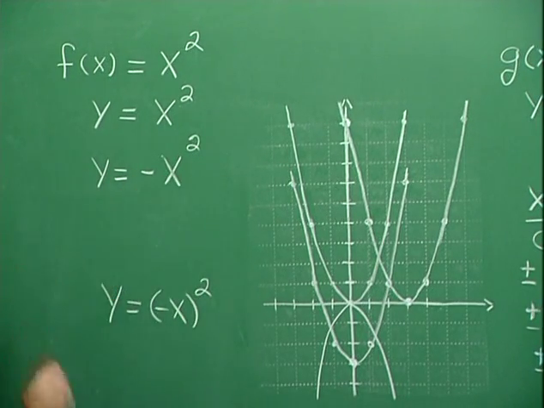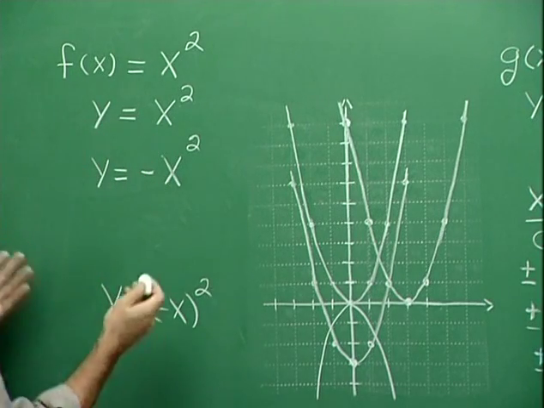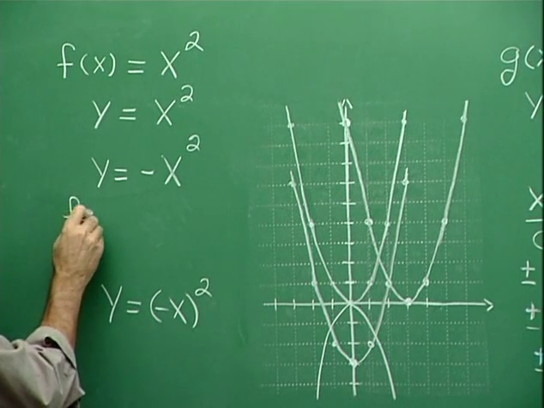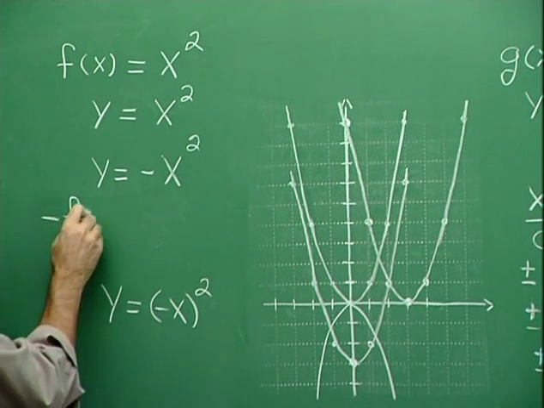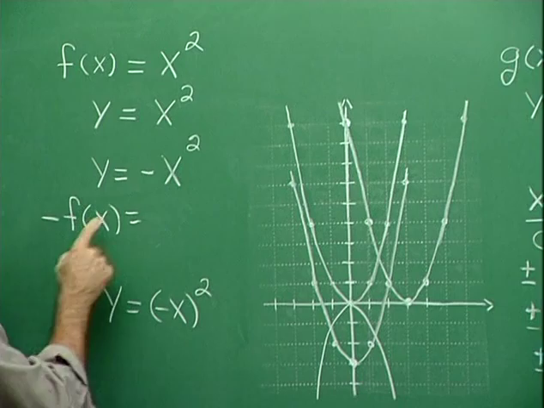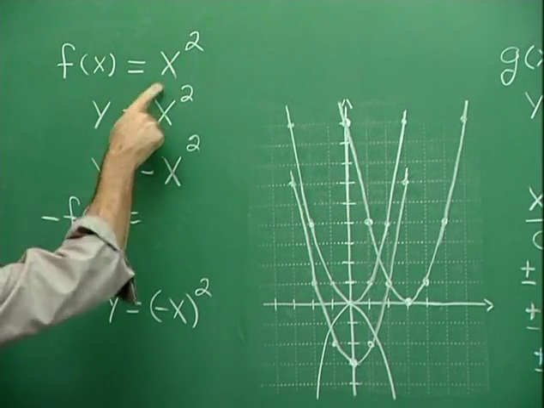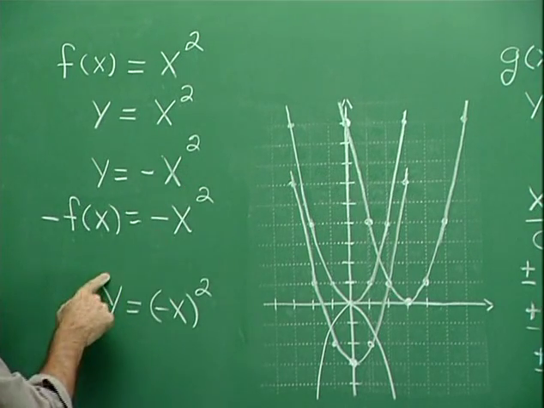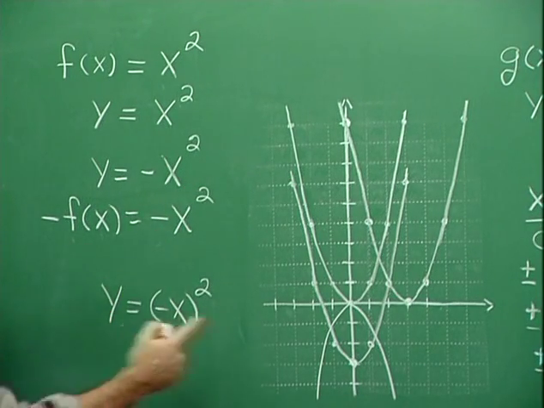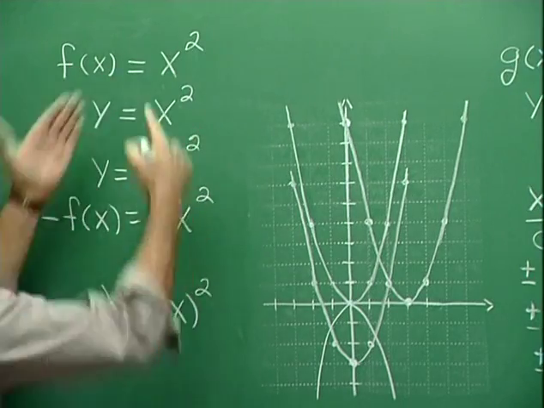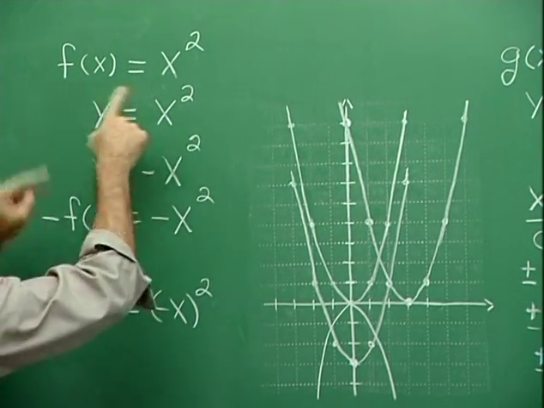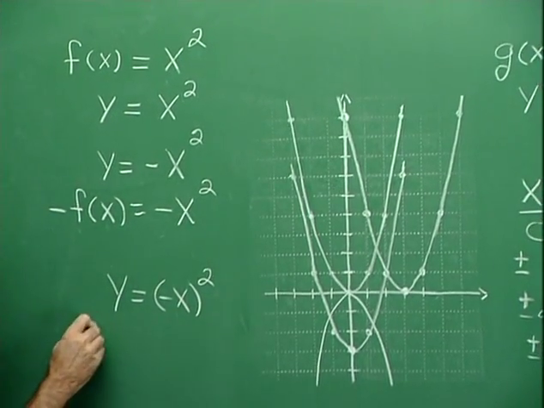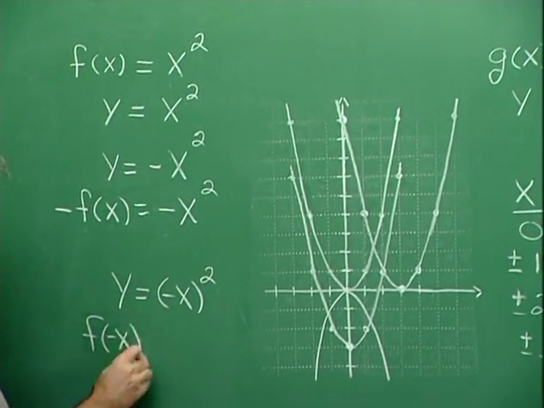How would we describe this in function notation? You see, this is nothing but the negative of f of x. Because after all, f of x is x squared. So the negative of f of x is negative x squared. And how does this differ from that? In the f function we have replaced x with negative x. Well, that's just f of negative x.